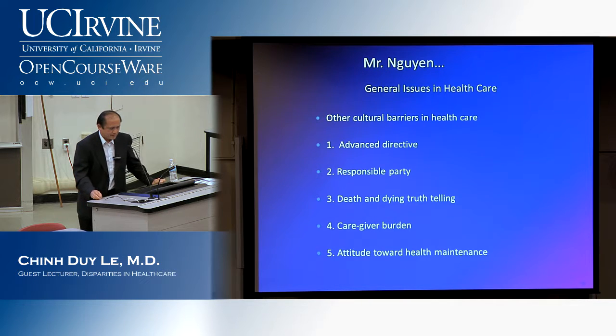Now, when we help Vietnamese, especially Vietnamese seniors, we may also run into other cultural barriers. For example, advance directives. Typically, the Vietnamese senior has no advance directive, because they assume when they get old, their children will take care of them, will direct the care for them, will decide what is best, what is good, what is bad for them, and which way to go. So they tend to defer it to the children. They don't make an advance directive to make their wishes known.